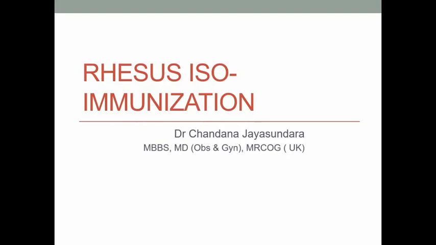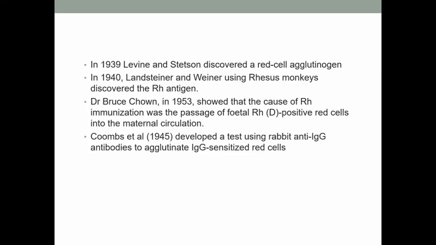a case with Rh isoimmunization. You will find a lot of cases, miscarriages, ectopic pregnancy, and so on, so many types. So you will have to know how to tackle them. Right? So about Rh isoimmunization.